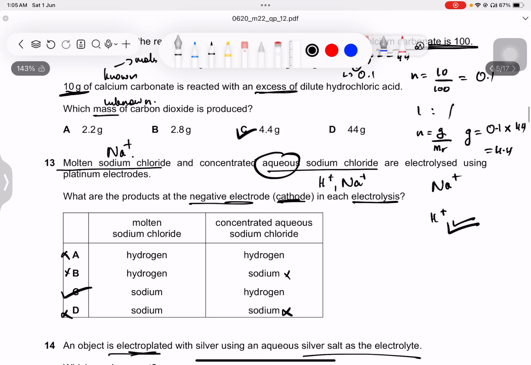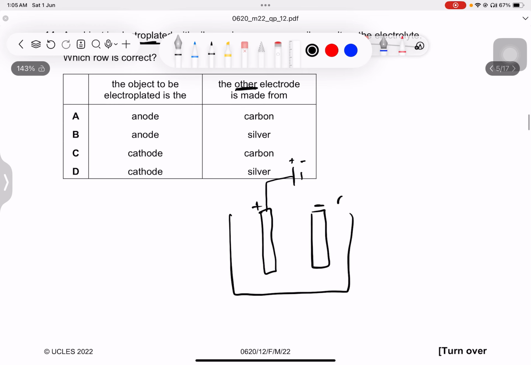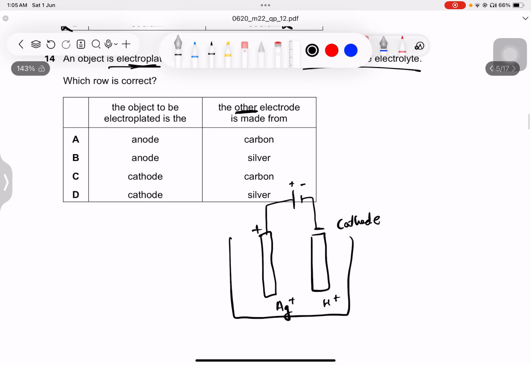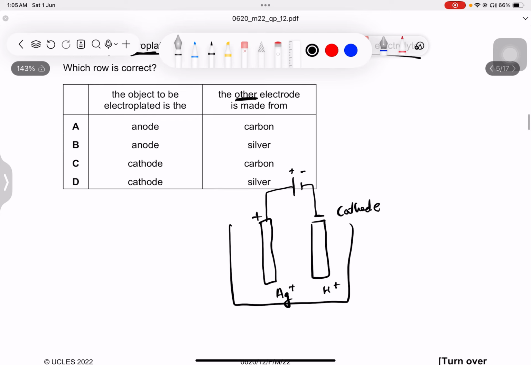From the above question, we know that the negative electrode is the cathode. Cathode is where the cations come. The solution contains Ag plus and H plus. H plus won't discharge because Ag plus is very low down below. So Ag plus will be discharged over here and will deposit over here. So silver is being deposited on the cathode.